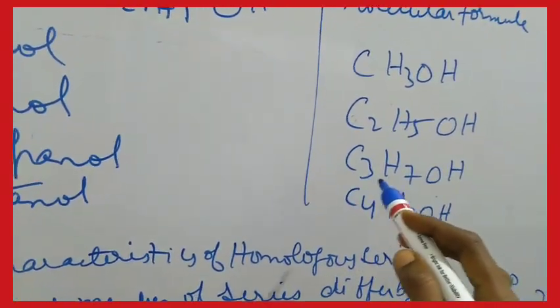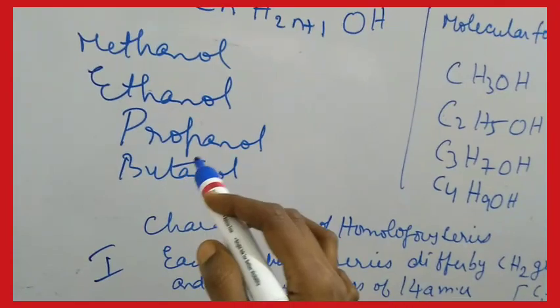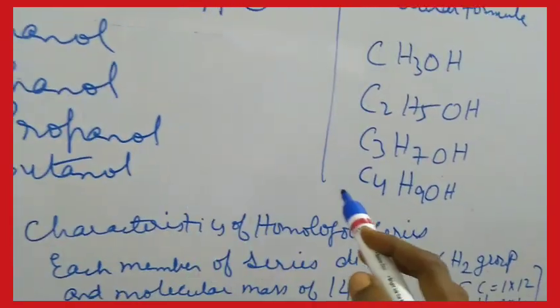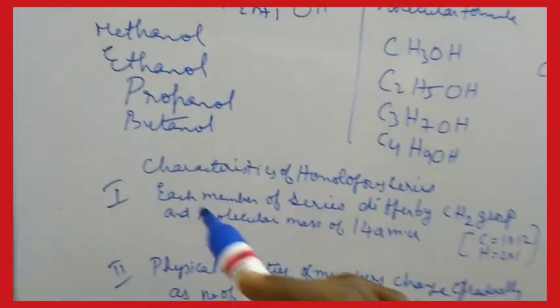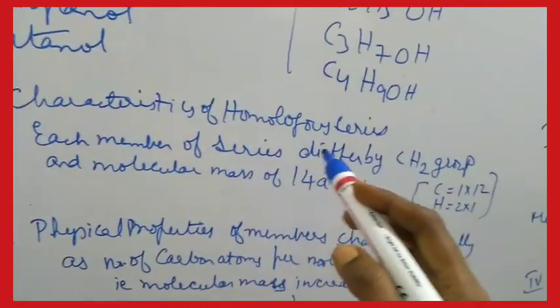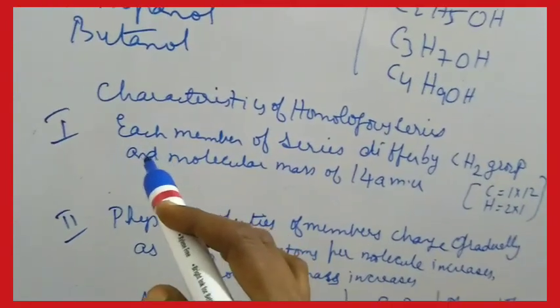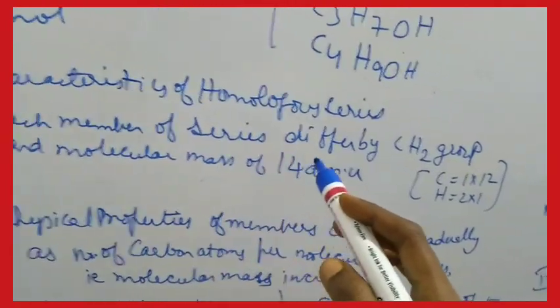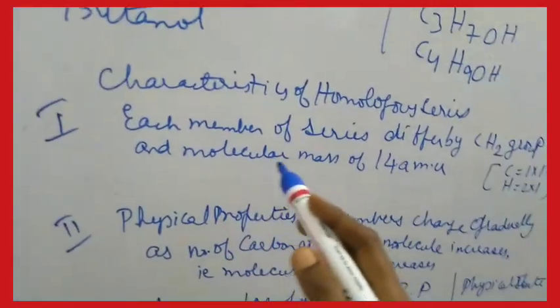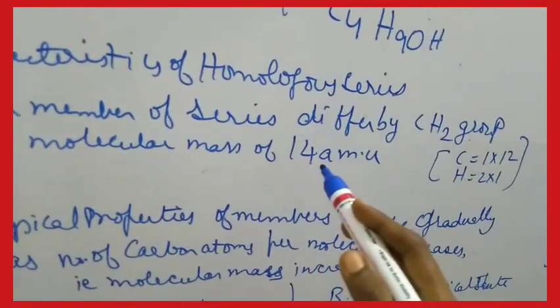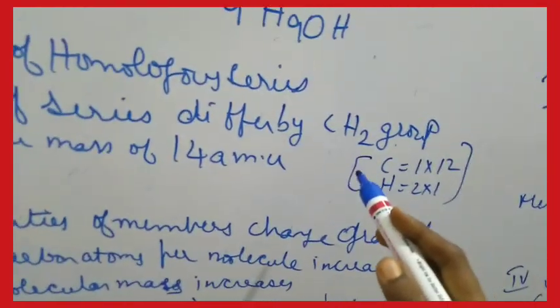For this ethanol, if you add one more CH2, you will be getting C3H7OH, that is propanol. For this propanol, if you add CH2, you will be getting C4H9OH. Like that you can continue the homologous series. Now we shall see the important thing, characteristics of homologous series. First characteristic is each member of the series is going to differ by CH2 group. Here I said, each member is going to differ by CH2, and the molecular mass by 14 atomic mass units. How 14? CH2, no?